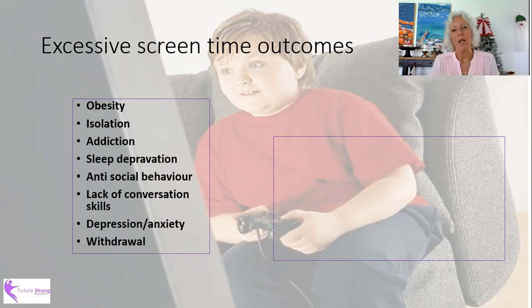Because we're addicted to it, we don't sleep so much. Because we don't sleep so much, our metabolism slows down and we put on more weight. So it's this cycle. There's this antisocial behaviour that I hinted at a moment ago, where we lose the art of communicating and talking. We can't have a conversation with someone, and if we do, it's a rushed conversation because we want to get back to the game, or do the next level of something. So that can lead to depression, anxiety, and that whole withdrawal.